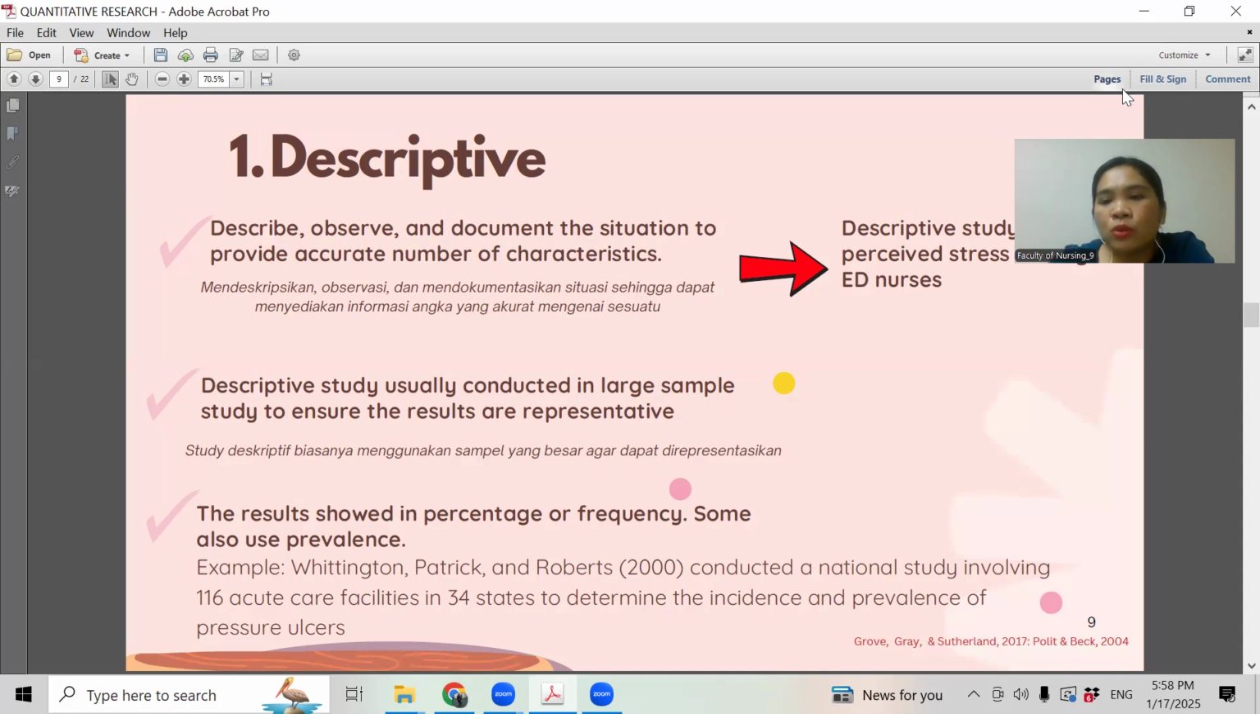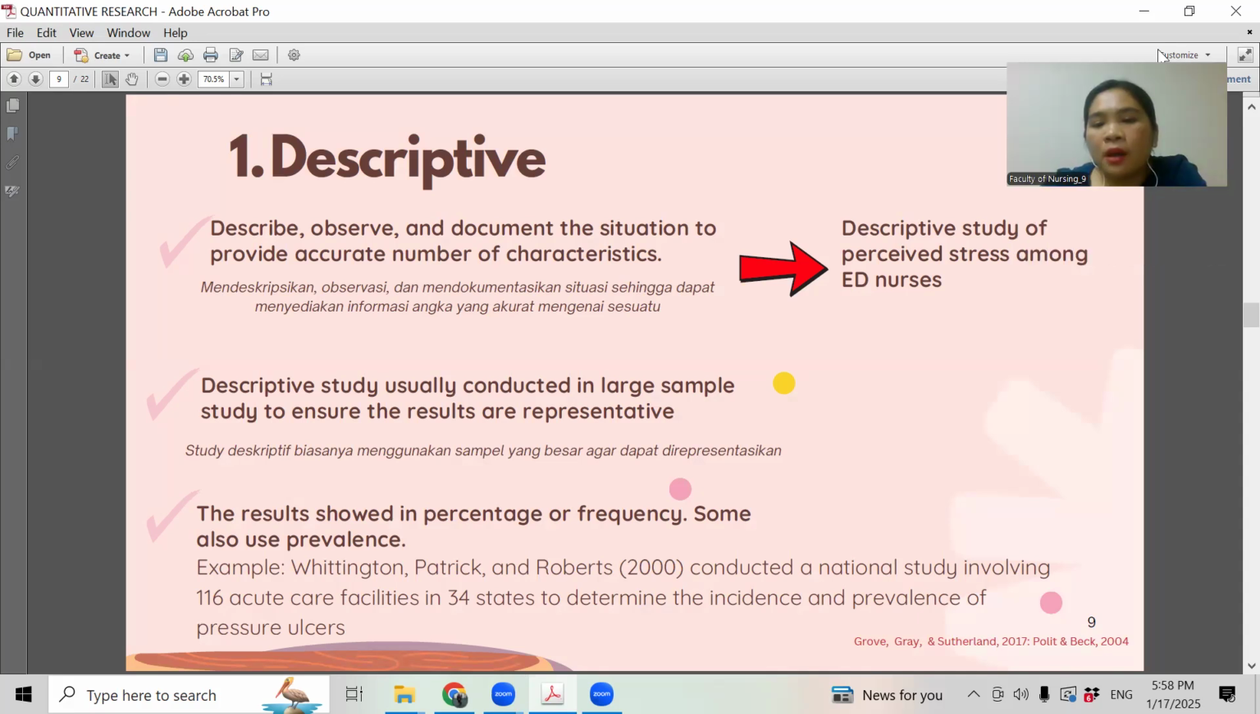For example, we do a study about perceived stress among emergency nurses. And a descriptive study is usually conducted in large samples, so the result can be representative. This is another example: Whittington conducted a national study aimed to determine the prevalence of pressure ulcers. So the result usually has graphs, tables, and a prevalence.